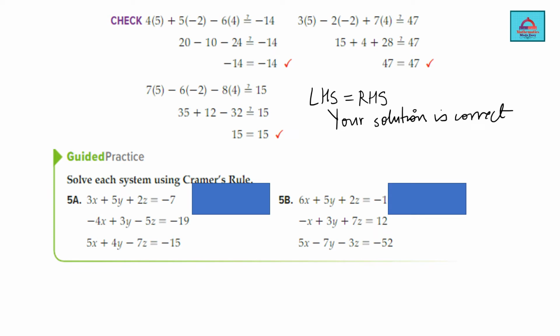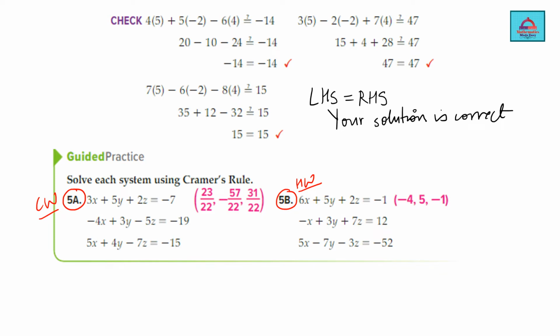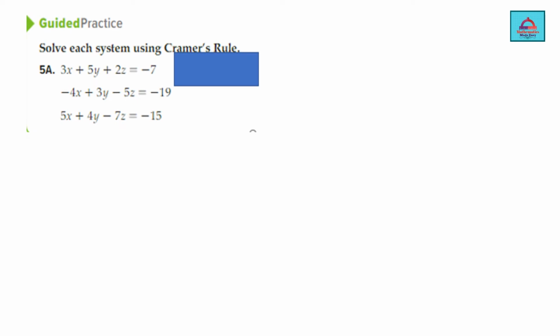Also, now let's solve some questions together. So this I've taken from your math book, from the guided practice. This is what we'll do together, and this one you may try later as your homework. I've also provided final answers here so that you can check your solution. Let's now solve 5a in detail step by step using Cramer's rule.